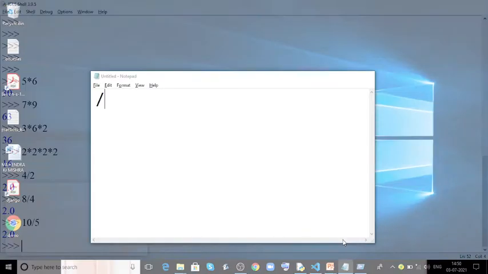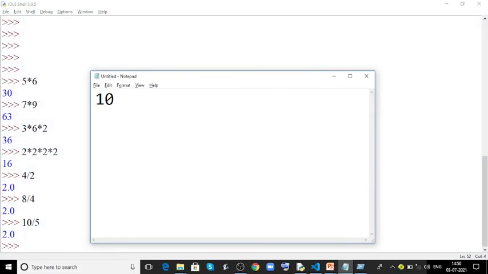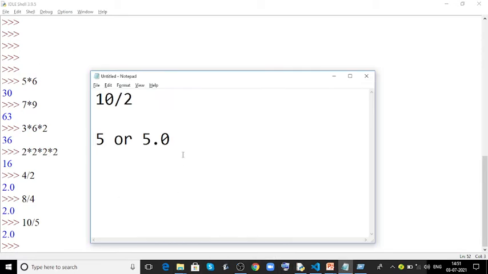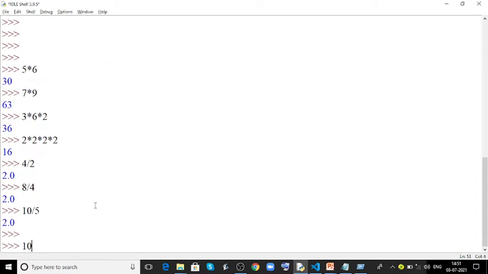If I ask you a question, suppose 10 divided by 2, what will be the answer in Python? 5 or 5.0? This 5.0 is your float value, float data type, and this 5 is an int value. Okay. So what is the answer? The answer will be 5.0. So that is a float value. Fine. Now check it. 10 divided by 2. The answer is 5.0. Okay.